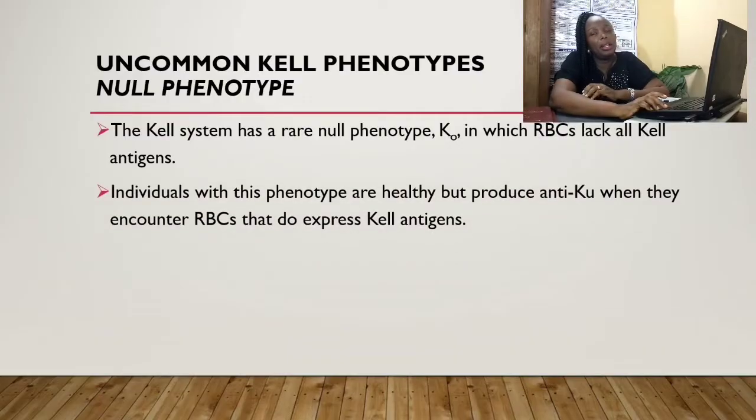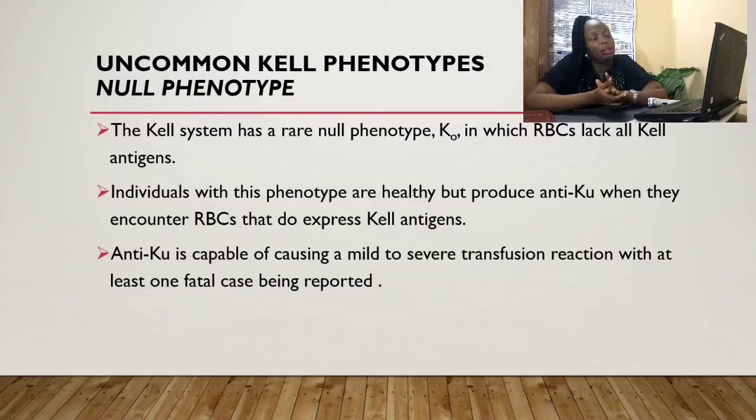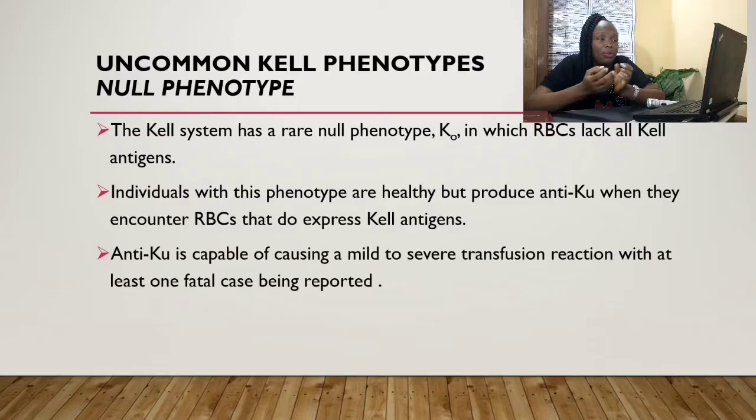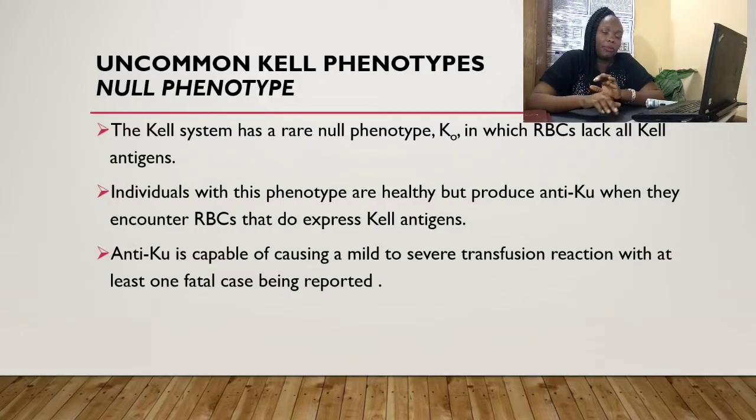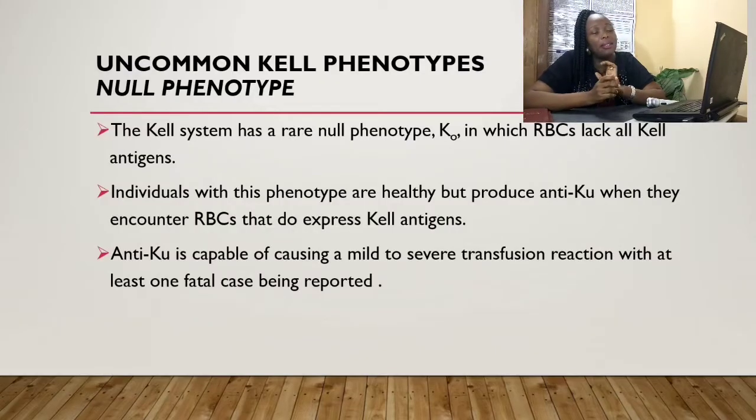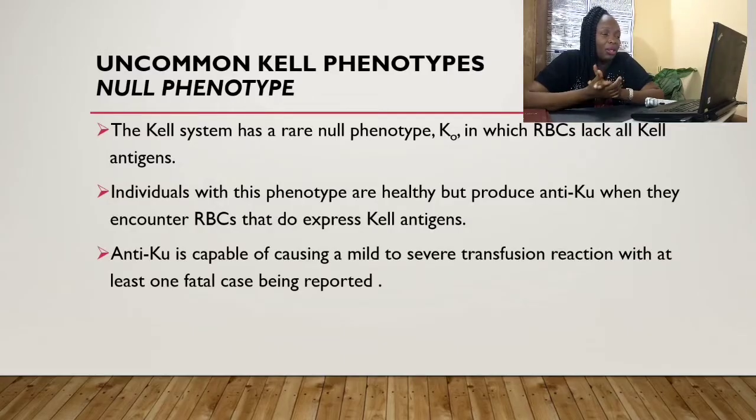Another phenotype that we want to look at is what we call the null phenotype. The Kell system has a rare form of phenotype where an individual's red blood cell lacks all the Kell antigens. That is K0, called K null. The individuals with this phenotype are healthy, but they produce anti-KU when they encounter red blood cells that do not have Kell antigens.